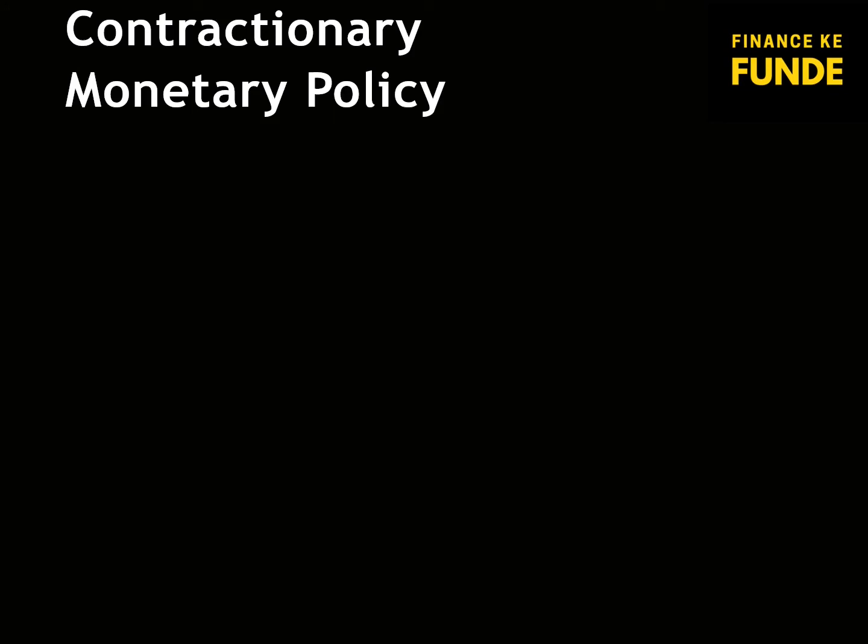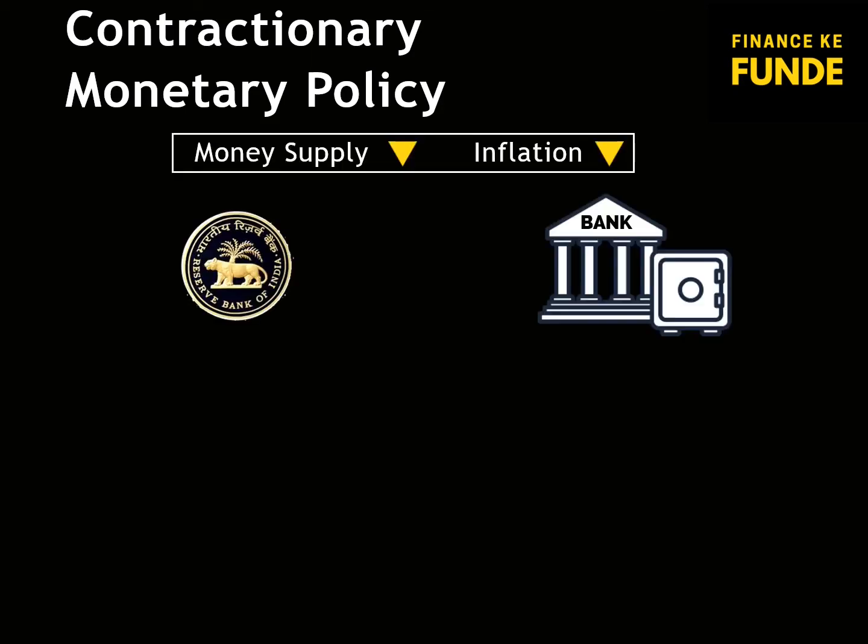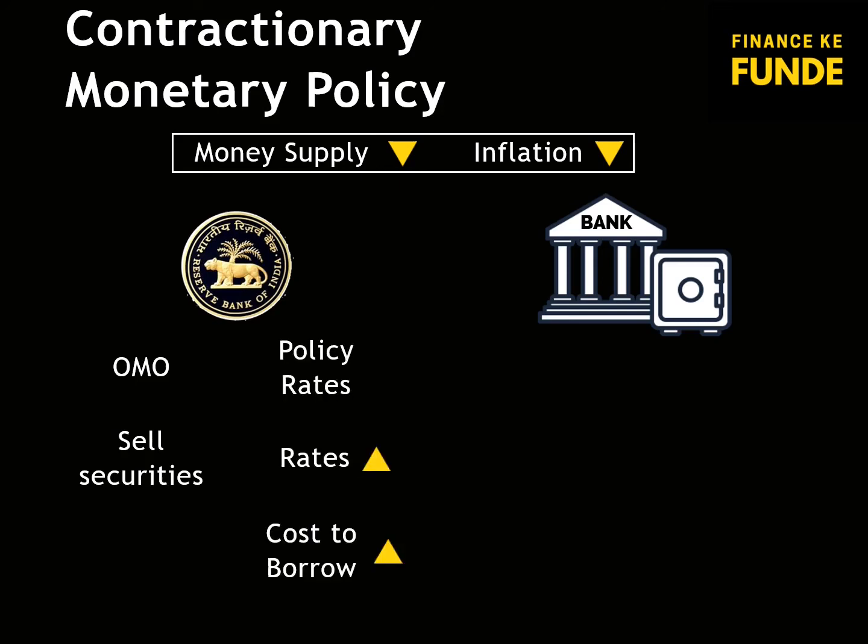RBI deploys contractionary monetary policy in these circumstances. RBI may sell the securities to absorb liquidity from the market. Second measure is to increase the policy rates. This makes borrowing more expensive. Since the cost of banks have gone up, they are forced to increase the loan rate for customers.